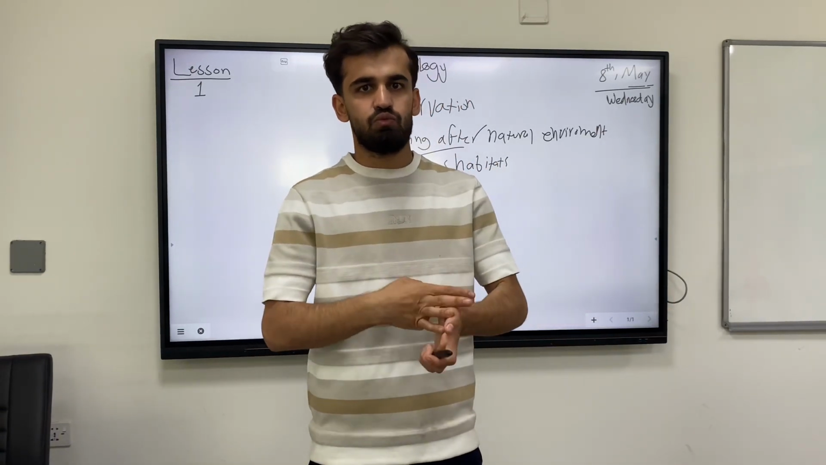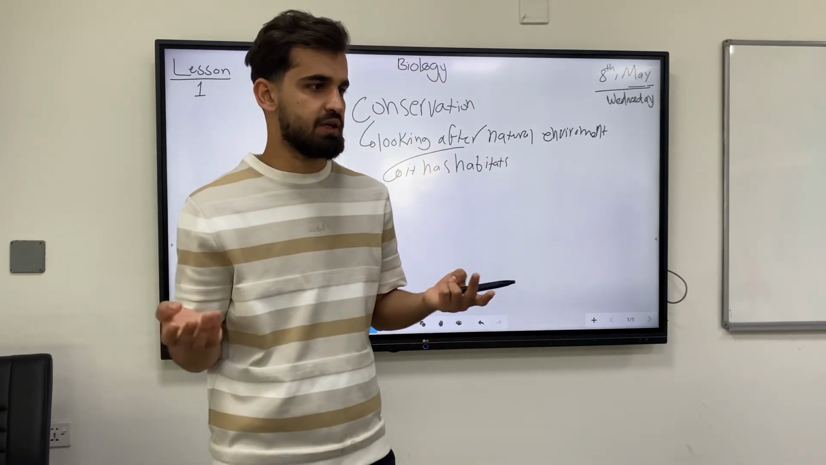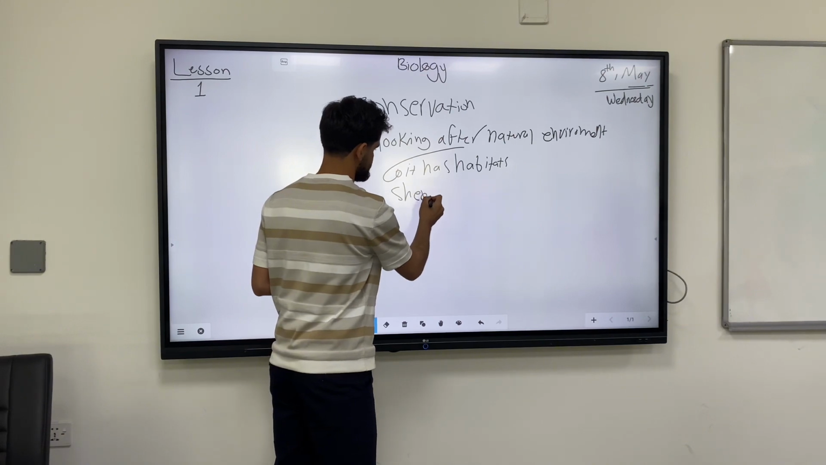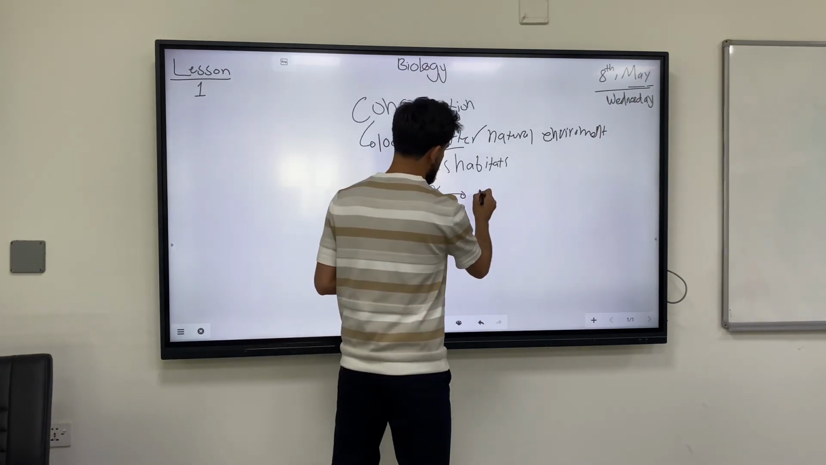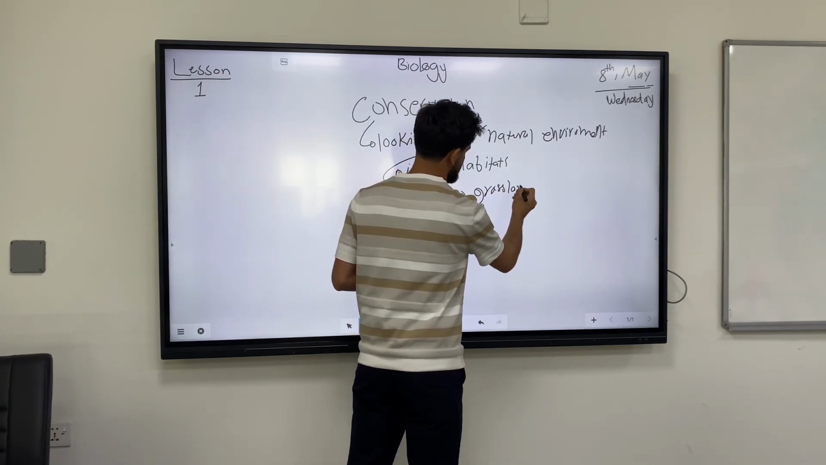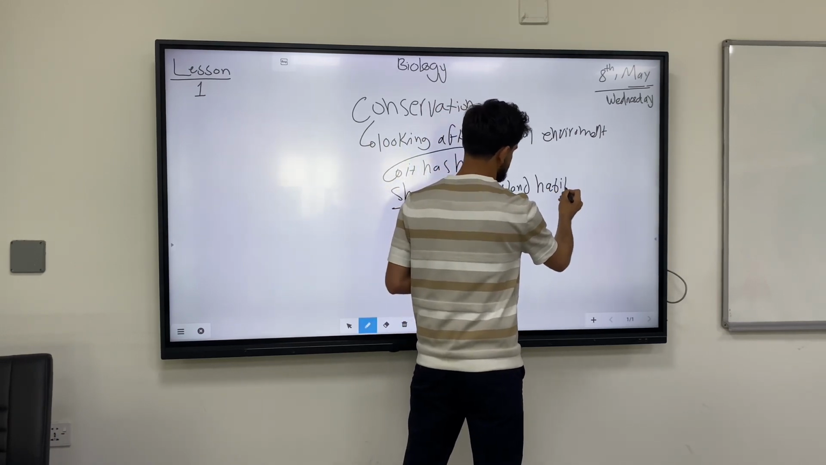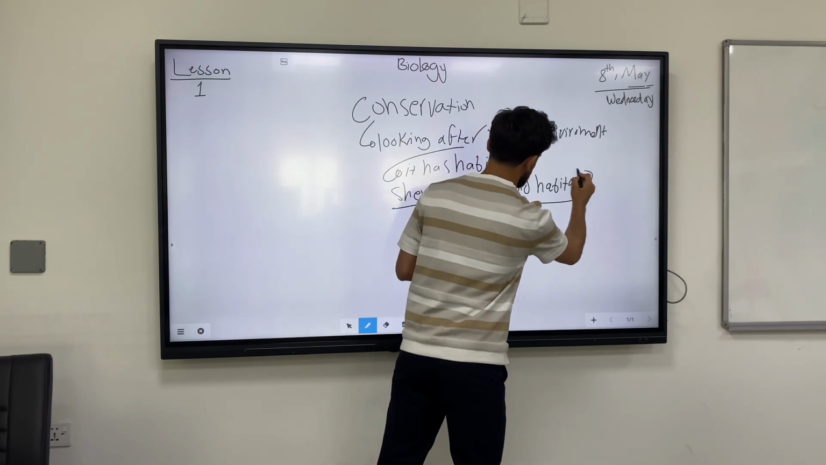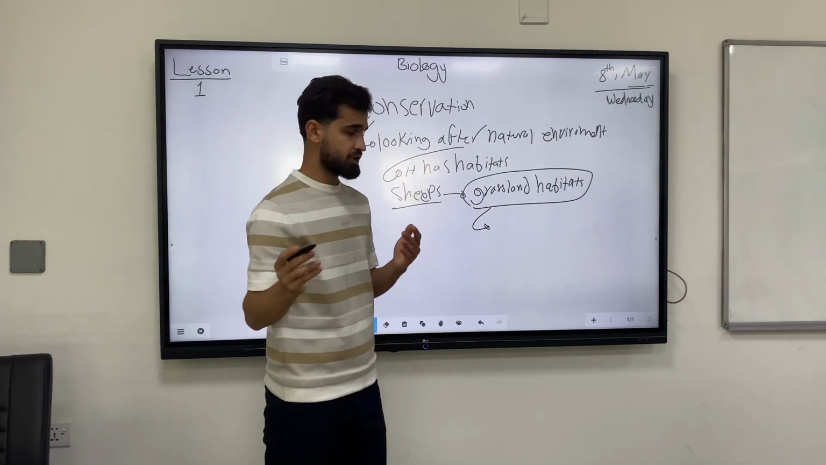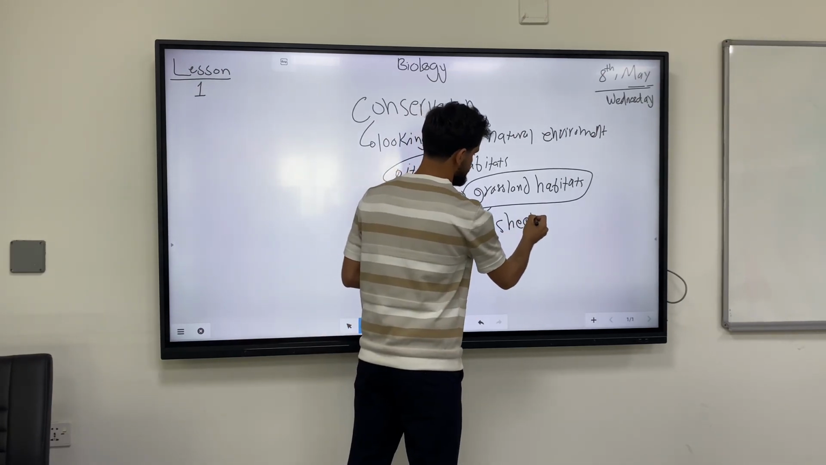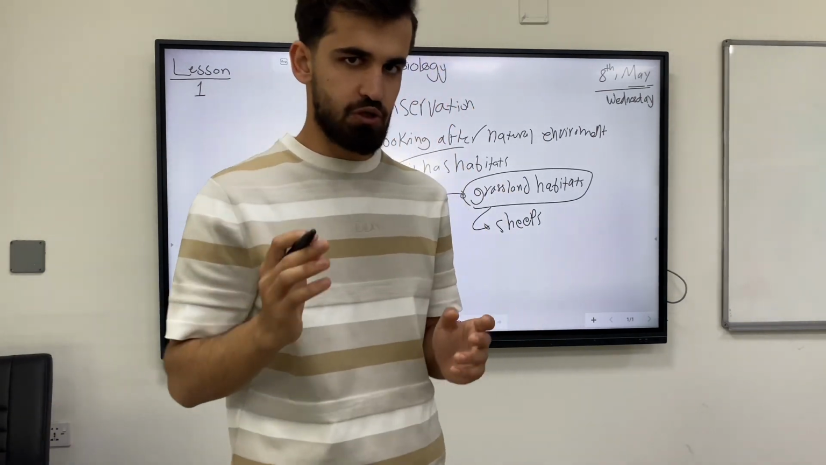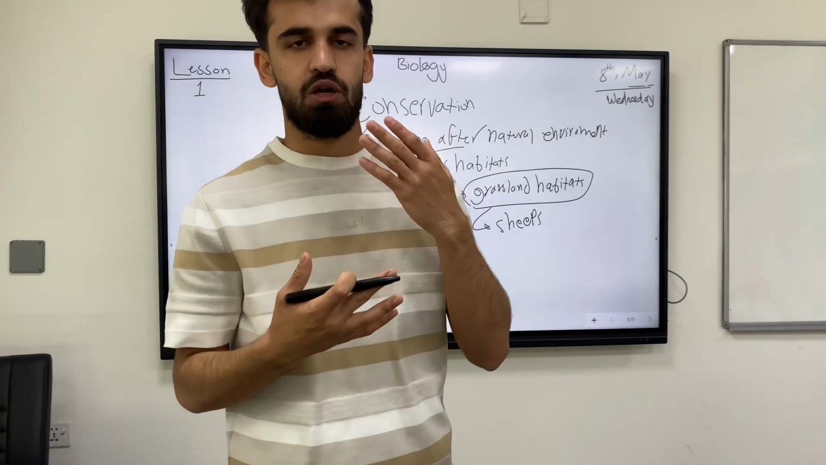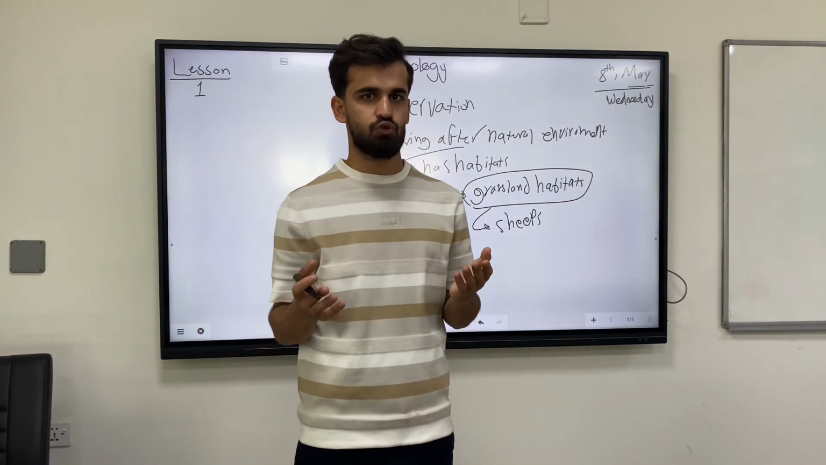So let's take one example of a habitat. Sheep live in the grasslands. They live in grassland habitats. So by conserving this habitat, it means that we are conserving sheep as well. The main point here is that we are not directly conserving the organism. We are conserving their natural environment, their habitat, in order to let them survive.